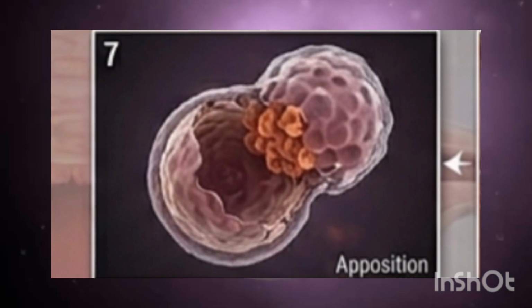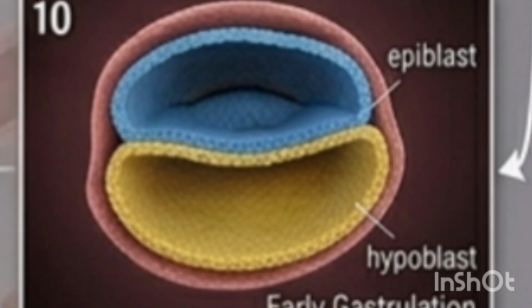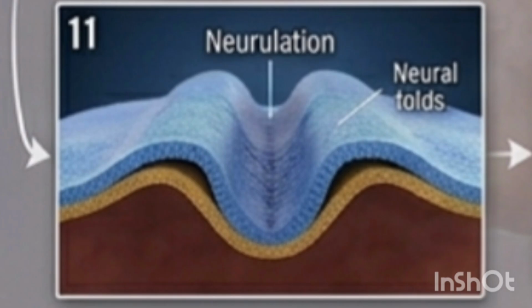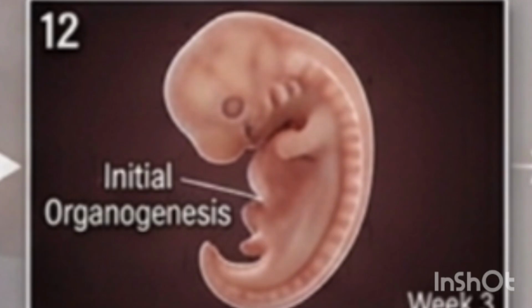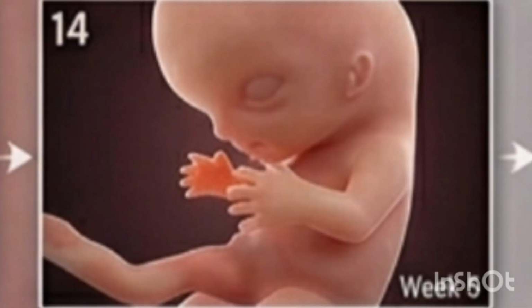By day 3, the zygote forms a cluster of cells called a morula. Around day 5, the morula transforms into a blastocyst, marking a crucial stage in the journey from zygote to embryo. The outer layer of the blastocyst, the trophoblast, will eventually form the placenta. The inner cell mass is destined to become the embryo itself.